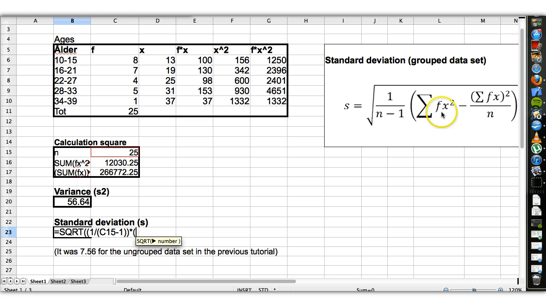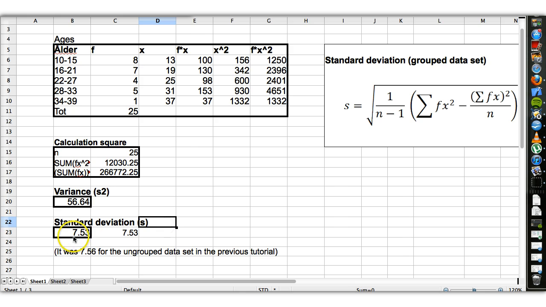This number here, f multiplied by the class centers raised by 2, which is going to be this number here, minus another parenthesis, this part of the formula here, f multiplied by the class centers and then raised by 2, divided by n, and we need two parentheses there, and finally a third parenthesis because we're drawing the square root over this. So if I hit enter now, we get the same result as here. So that proves to you guys that what I'm saying is true here.